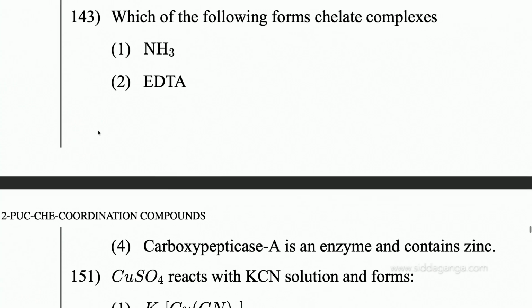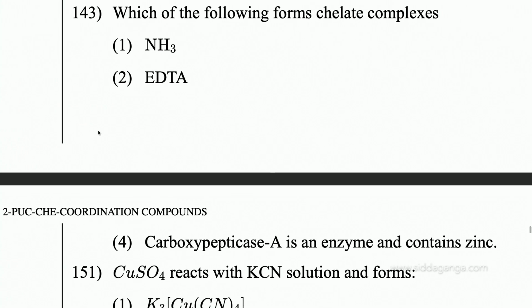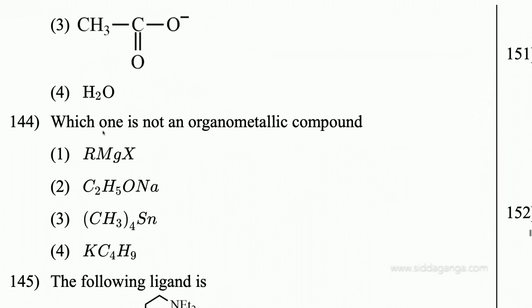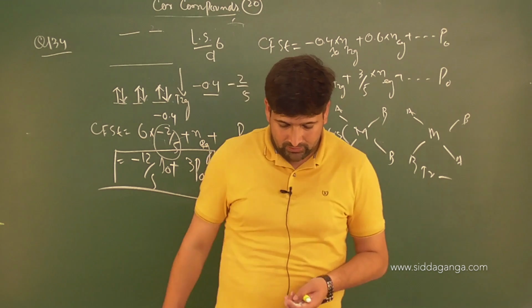Let us see the first one, option ammonia, monodentate ligand, it cannot. EDTA, yes, ethylene diamine tetraacetic acid, it's a hexadentate ligand, it can definitely lead to chelation. What's option third given to you, children, here? Option third, acetate ion, CH3, C double bond O. No, it's a monodentate ligand. It can donate only from one of the oxygens. Water, monodentate ligand. So the correct option will be option 2 only for this. Next question.